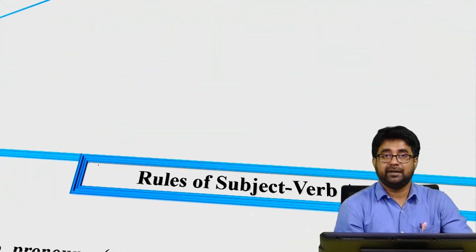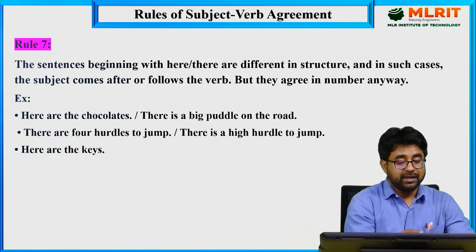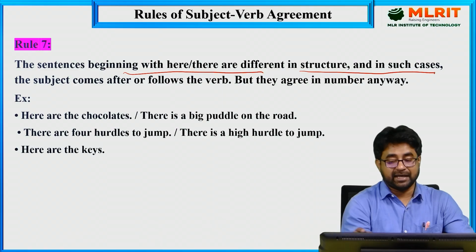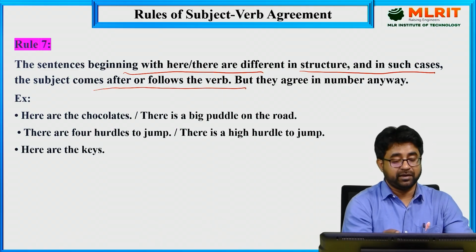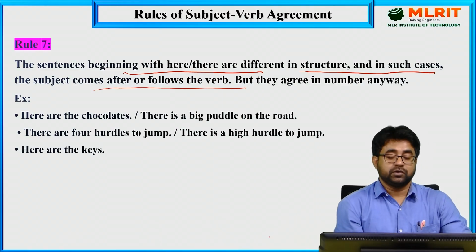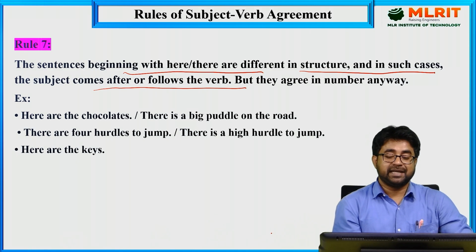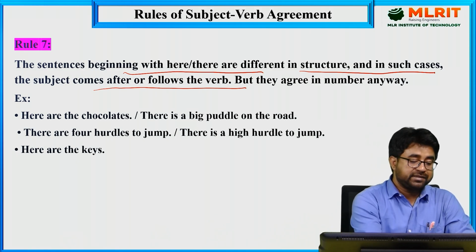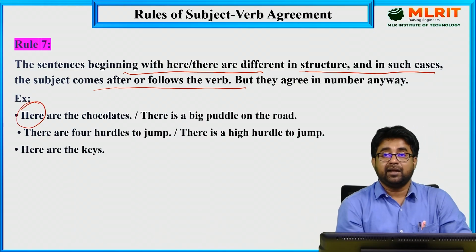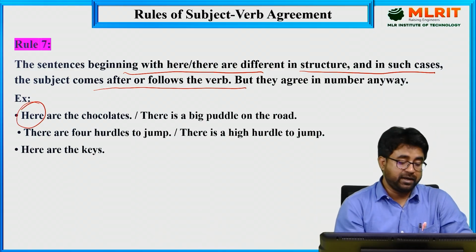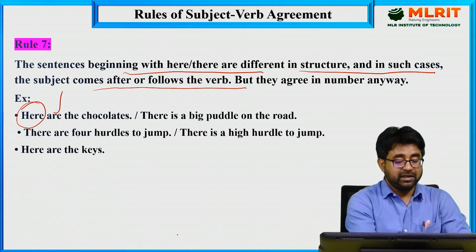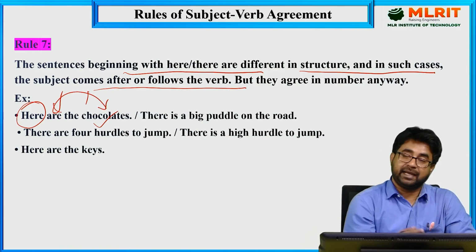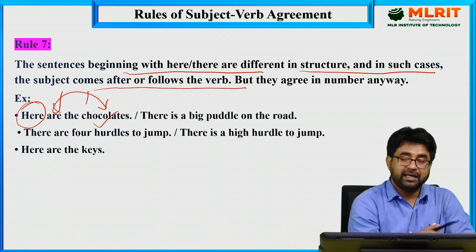Fine. Next rule, let's see. When the sentence begins with here or there, it is a different structure, and in such cases the subject comes after, or follows, the verb. Normally we decide the verb as per the subject, but when sentences start with here or there, the structure changes a bit. The verb comes first and the subject comes later, but they would still be in agreement in terms of number.